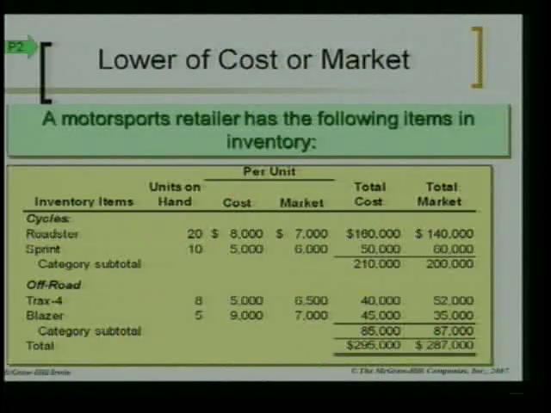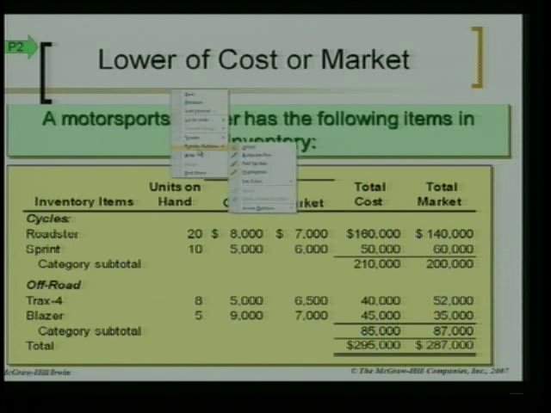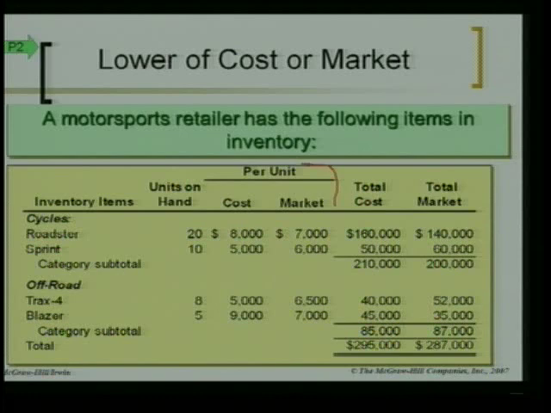All right. Now, in your slides, they gave you an example here, right? What they have here is the given information that they usually provide: the inventory items, the units on hand, the per unit cost and the per unit market. The first thing you need to do is, for these two columns, compute the total cost and the total market. So 20 times 8,000 equals 160,000. 20 times 7,000 equals 140,000. 10 times 5,000 equals 50,000. 10 times 6,000 equals 60,000, and so on. These are kind of high-priced items, aren't they? So the first thing you have to do is get your total cost and your total market. You with me? Now, once you do that, let's take those last two columns forward.